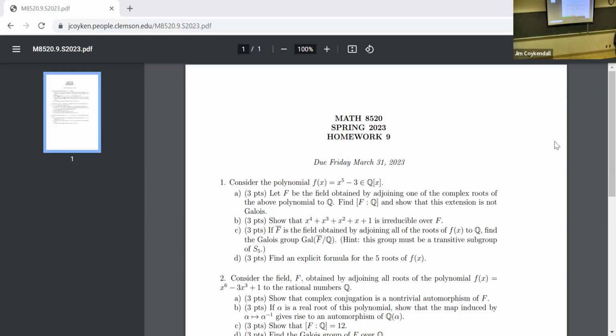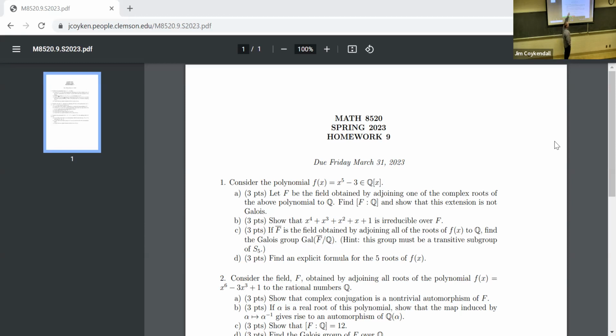So take this, and of course, you all know what one root is, right? The fifth root of 3. So let F be the field obtained by adjoining one of these complex roots, actually any one of them, it doesn't matter, and find the degree of F over Q and show that this extension is not Galois. If you just take one of the roots and throw it into Q, see what you get, it's not Galois, as a matter of fact.